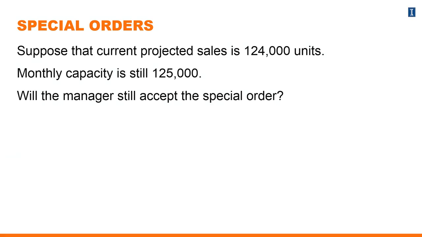Now let's assume some additional information. Suppose that the current projected sales for the next month is 124,000 units, instead of the 100,000 units in a normal month. The monthly capacity is still 125,000 units. The question now, will the manager still accept this special order?